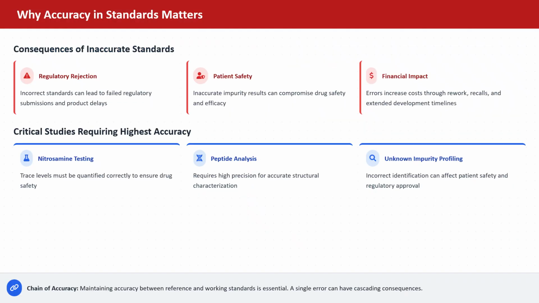This is where the stakes become real. Inaccurate standards don't just cause lab errors, they lead to regulatory rejections, product launch delays, increased investigation costs, and potential patient safety risks. A small mistake at the standard level can create a cascade of failures downstream. That's why maintaining accuracy between reference and working standards is absolutely critical.